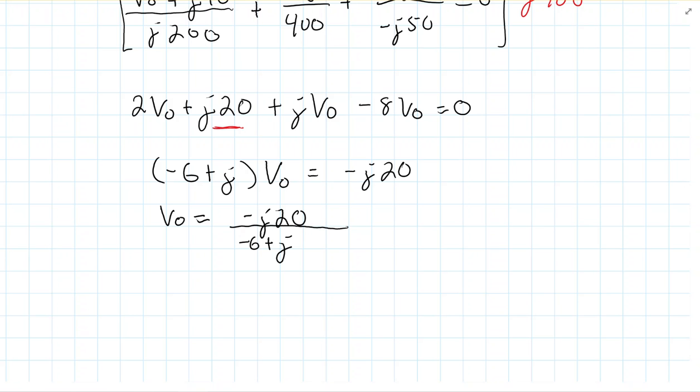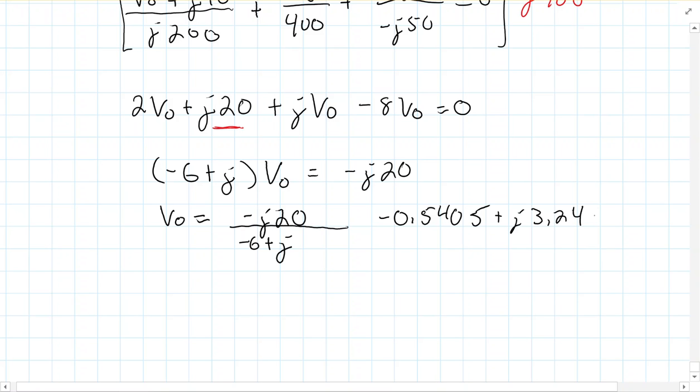Okay, so I get decimal numbers. It's not the prettiest here. Basically, I get negative 0.5405 plus j3.243 volts. And I'm just double checking my computation here. Yeah, that's what I get.